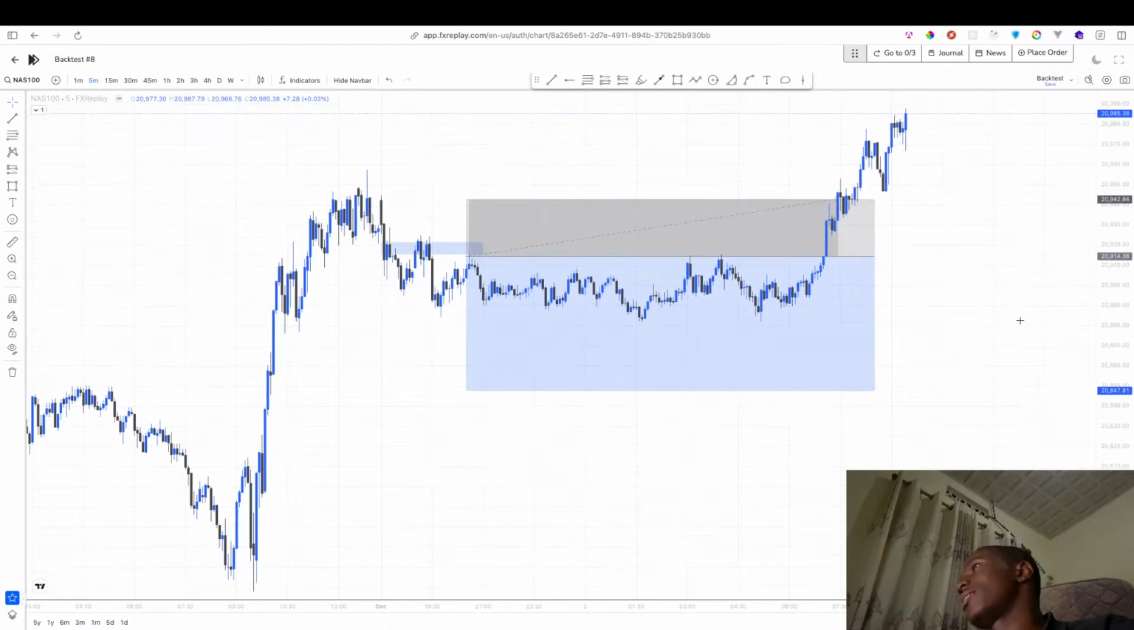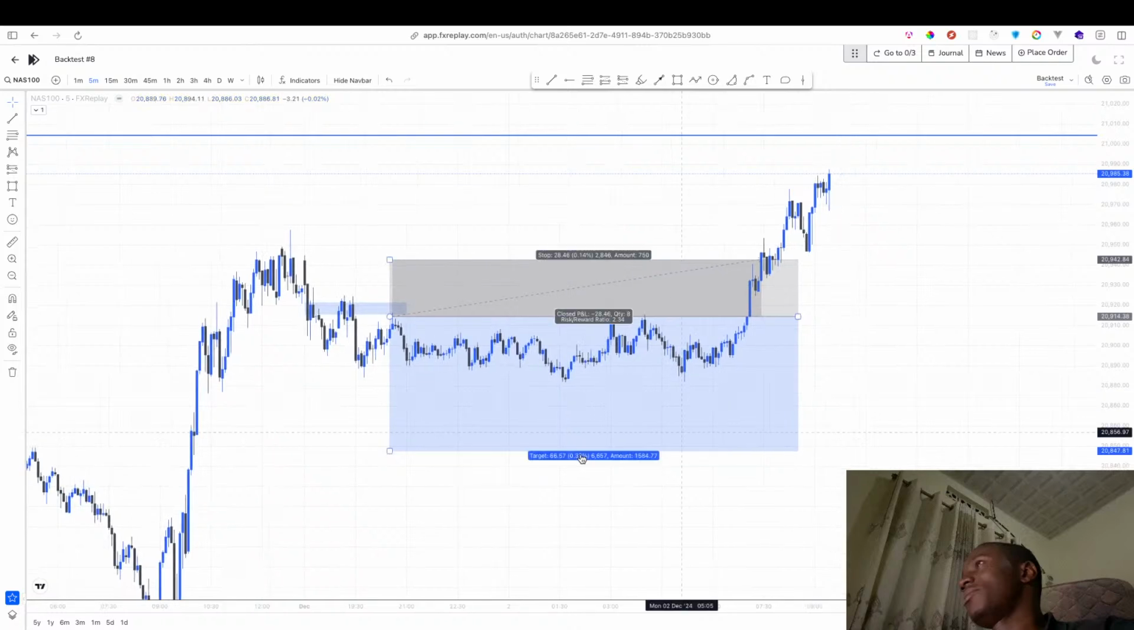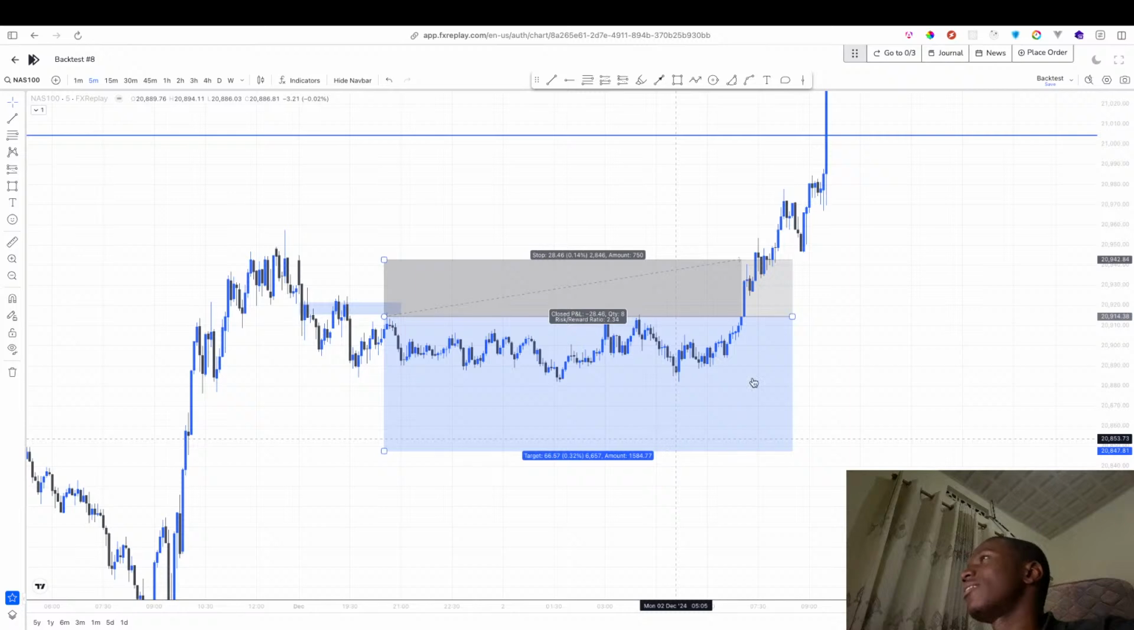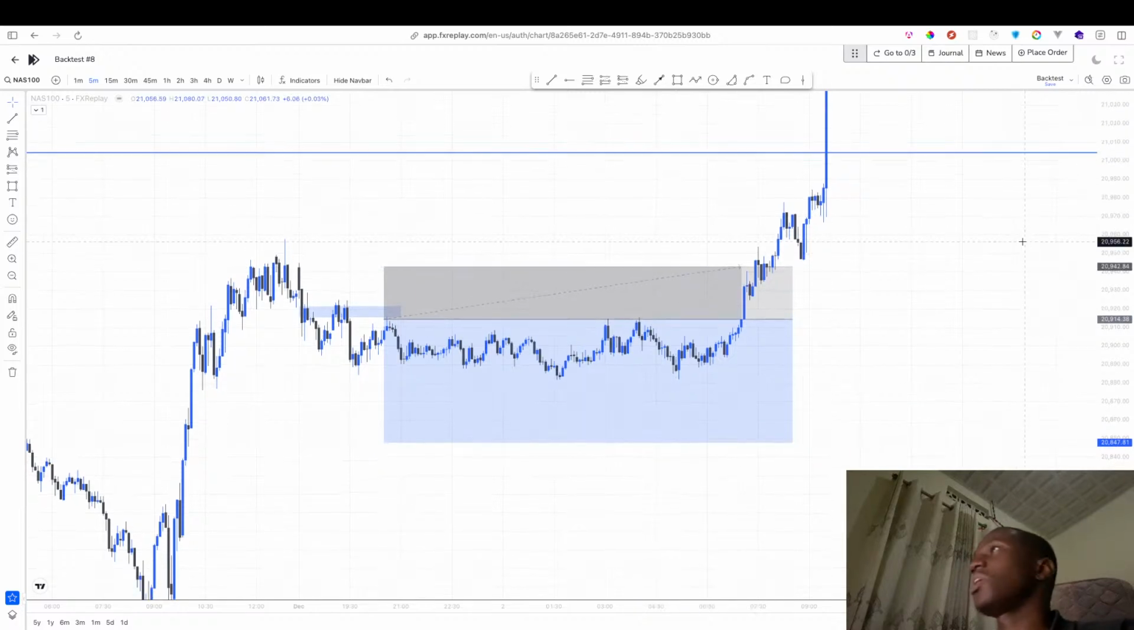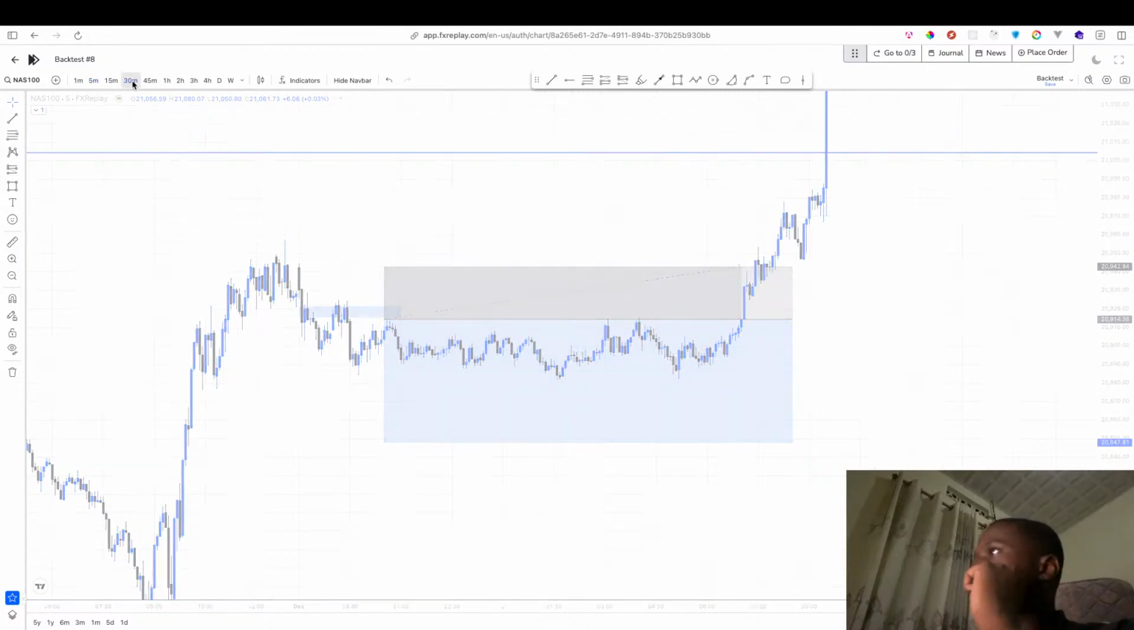Probably the 9:30 market open move should make this liquidity be taken out. 3, 2, ooh, quick run, very quick run, 40-minute.